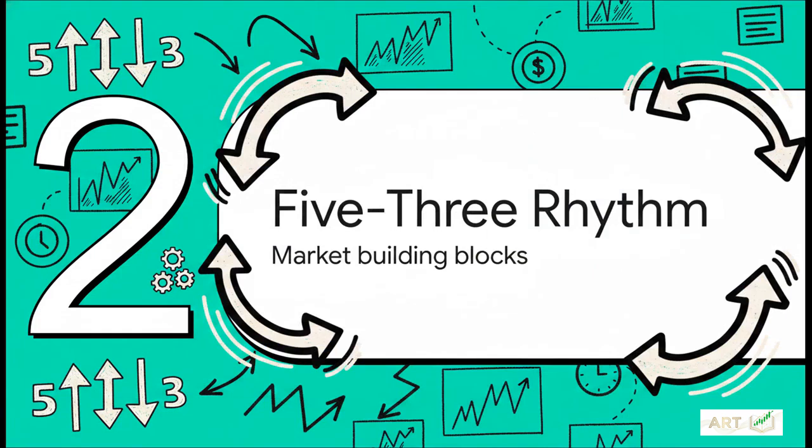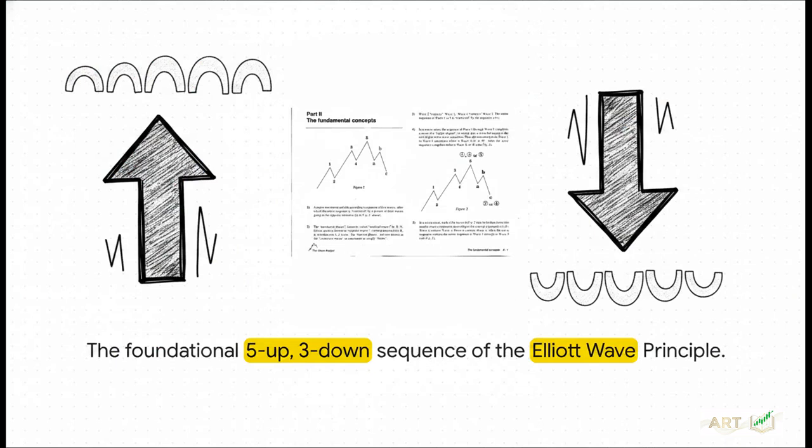Moving right along to Section 2, the core 5-3 rhythm. These are the building blocks of the market. Now, what's really interesting here is how the Elliott Wave principle attempts to take those short-term, highly destructive market movements and place them into an organized, readable structure. It takes all the chaotic psychology of buyers and sellers and literally gives it a predictable rhythm.